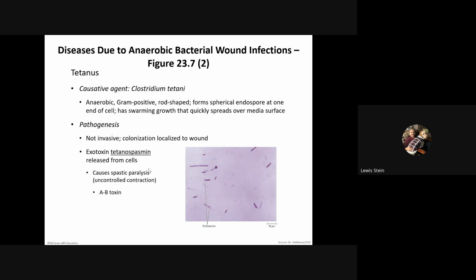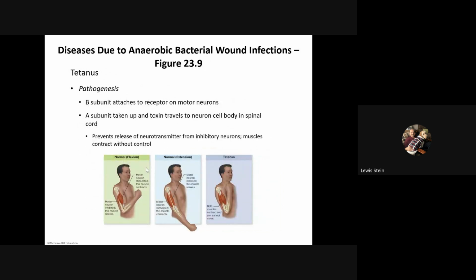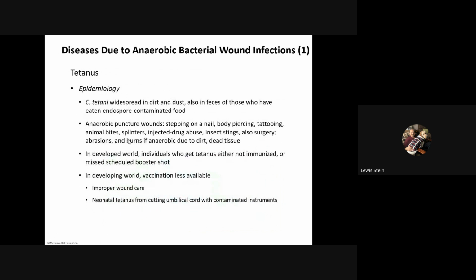And effectively, what it does is the signals going to the muscle are always going to be stimulatory. Every time a muscle gets a signal, it's always going to stimulate. It's never going to have the opportunity to relax. It's sort of what happens because of this. So it prevents the release of the inhibitory neurotransmitter, so the muscles contract without control. There's nothing going to slow it down, it's only going to speed it up. Everywhere, just everywhere. All the typical things you heard about.